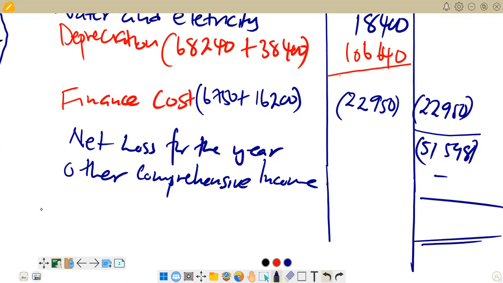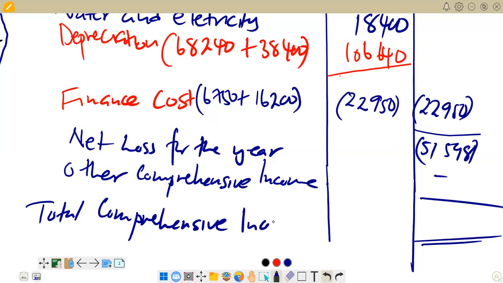And then the final figure that we get now becomes the total comprehensive income. Total comprehensive income for the year. And this remains the same figure, which is 51,598, because here we've got a zero here with nothing. So that is what we have in terms of the statement of comprehensive income. This is the final figure that we have.